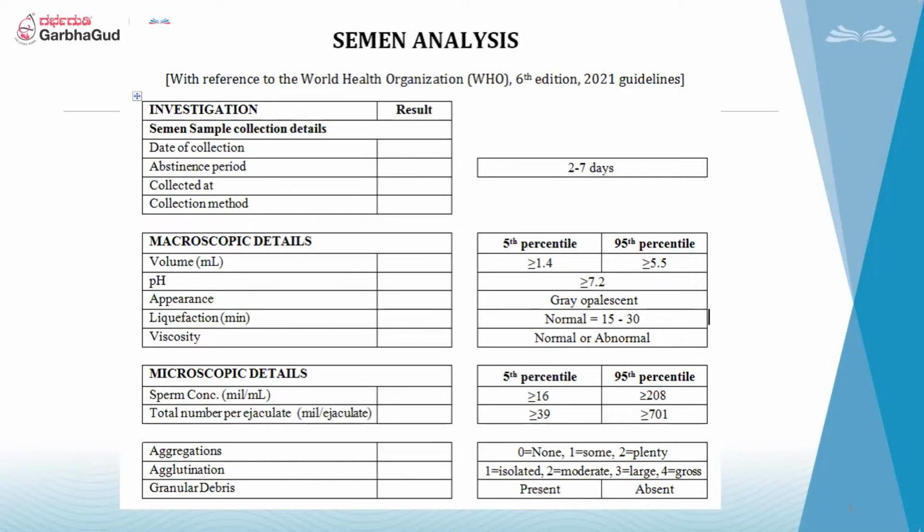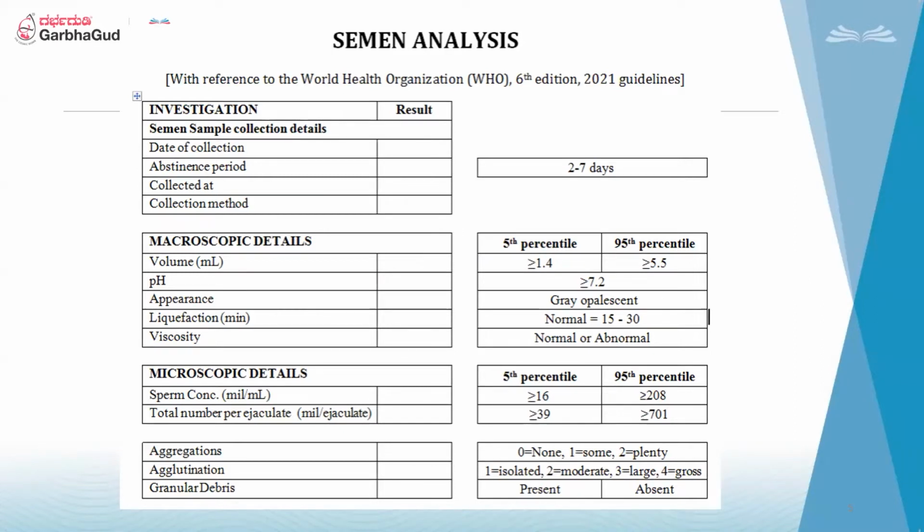Then the method of collection, whether it is a normal ejaculation or whether special procedures are required, like electroejaculation. Maybe a vibrator helps, if the person is not able to ejaculate normally, so we take the help of a vibrator or something. That is what we write under the collection method.